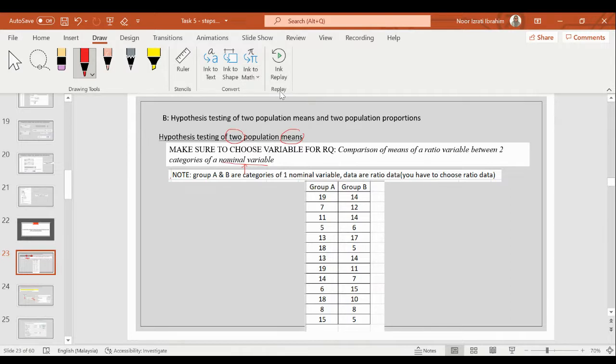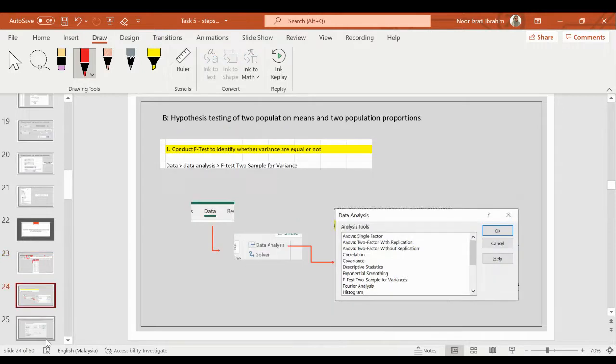What you have to do is get the column of the first category and the second category. The categories of the nominal variable will be population 1 and population 2. The data, each of the data, come from the ratio variable. Make sure you rearrange before you work on the analysis. We will start with the analysis.